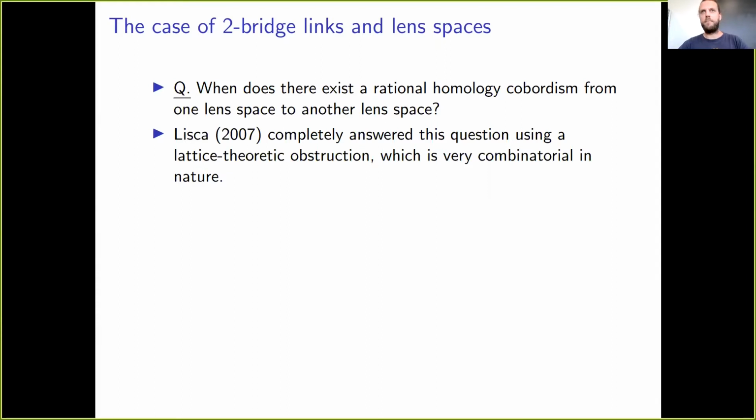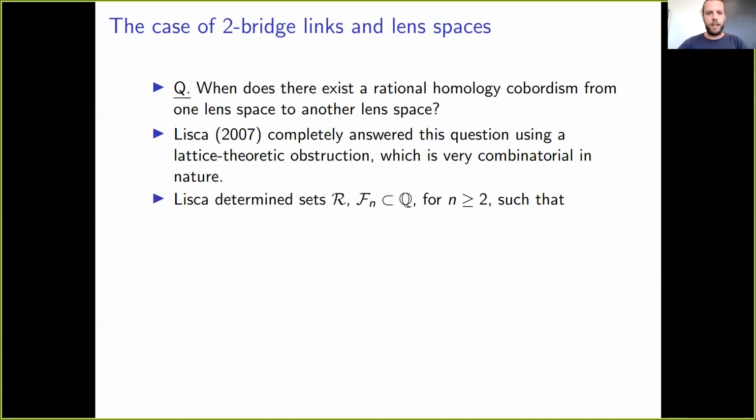A lattice, very briefly, is a free abelian group, so a group isomorphic to Z to the n for some n, that is also endowed with a symmetric bilinear pairing, so sort of like an inner product. And this obstruction he used is very combinatorial in nature. That's the thing I like about it.